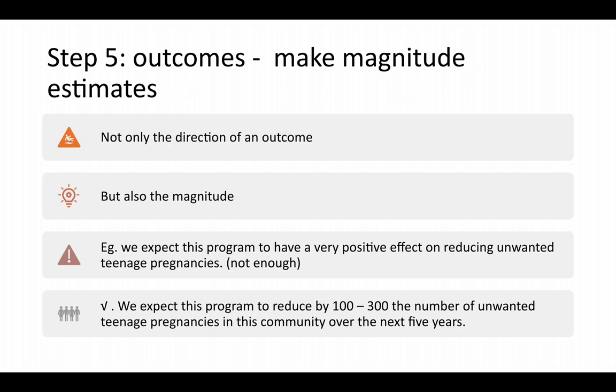So suppose we expect this program to reduce by 100 to 300 the number of unwanted teenager pregnancies in this community over the next 5 years. This is more specific. You have a timeline, you have specific numbers, and this is in the same direction of reducing unwanted teenager pregnancies. So this is more specific than just saying we want to reduce unwanted teenager pregnancy, right? So this is the magnitude. You specify it, you quantify it.